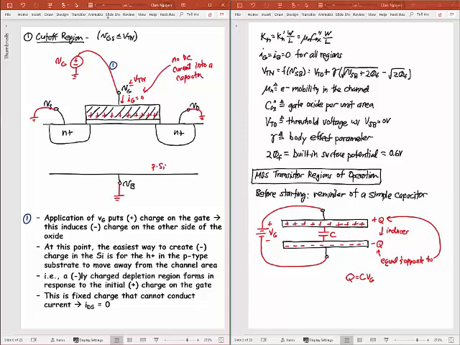It's filled with holes as majority carriers, so they're free to move around. But when I put this positive voltage or positive charge on my gate, what's going to happen is my holes that were originally there are going to want to move away, because the positive charge is going to repel them. So holes are just moving away from that interface there. And they're going to leave electrons.